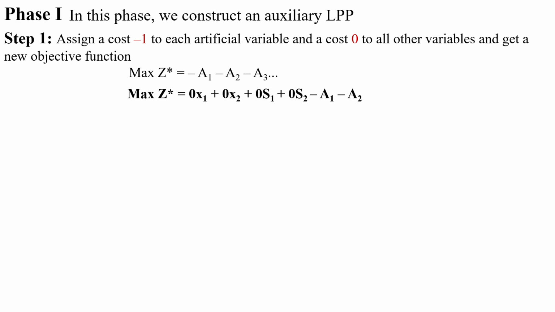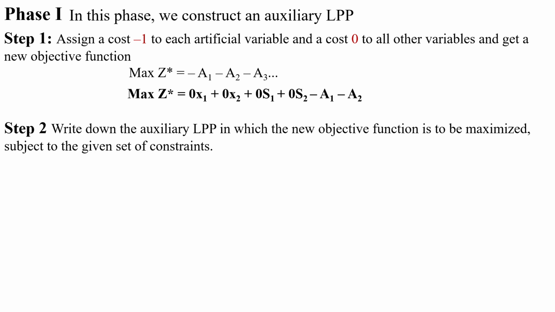So here we are assigning the cost value 0 to the decision variables, the surplus variables and also the slack variables. And we are assigning the cost value -1 to the artificial variables. Step 2 is to write down the auxiliary linear programming problem in which the new objective function is to be maximized subject to the given set of constraints.